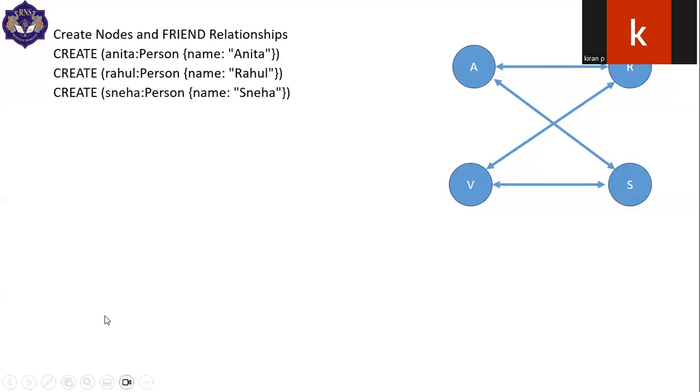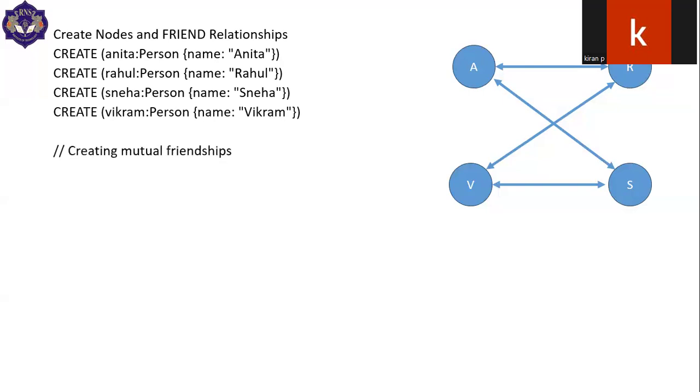Sneha is being created. So we also create Vikram. So we have created four persons: Anita, Rahul, Sneha, and Vikram. So I'll create mutual friends. I use create. So Anita is already being created.